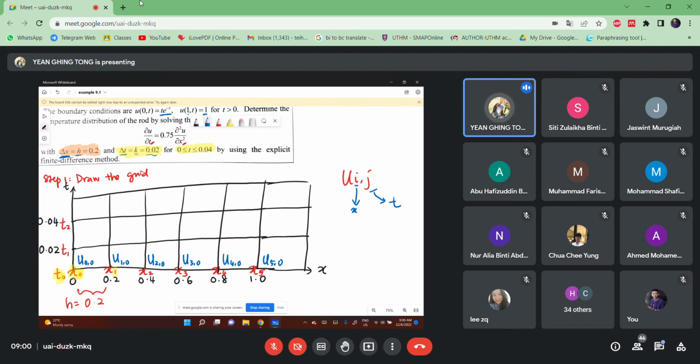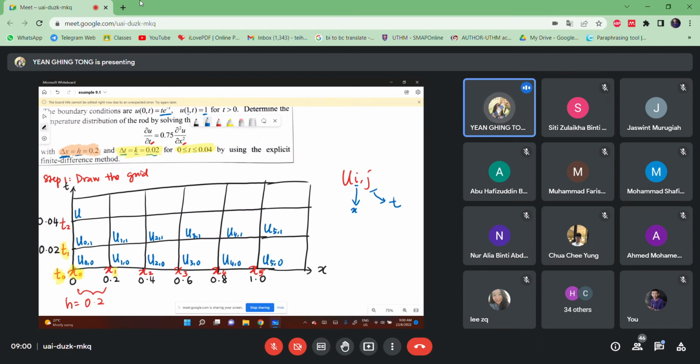And now continue. The next one is this one x0 dengan t1 here. So that means U01. X is 0, t is 1, okay? And this one is x is 1, t is 1, become U11, U21, U31, U41, U51. And now this one become u.